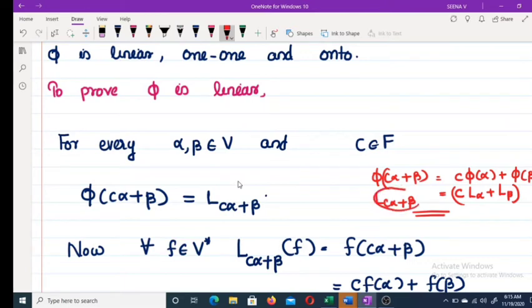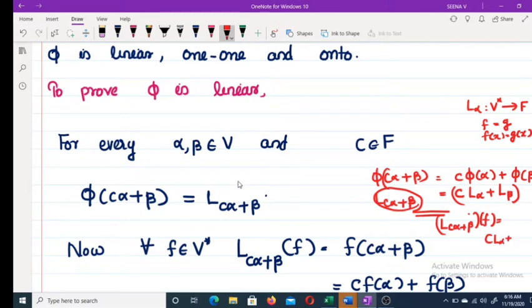Both of these are functions. L alpha is a map from V star to F. Two functions f and g are equal only if f of x equals g of x for every x belonging to the domain. Therefore, here we have to prove L of c alpha plus beta of f equals c into L alpha plus L beta of f for every f belonging to V star. That is what we have to prove.